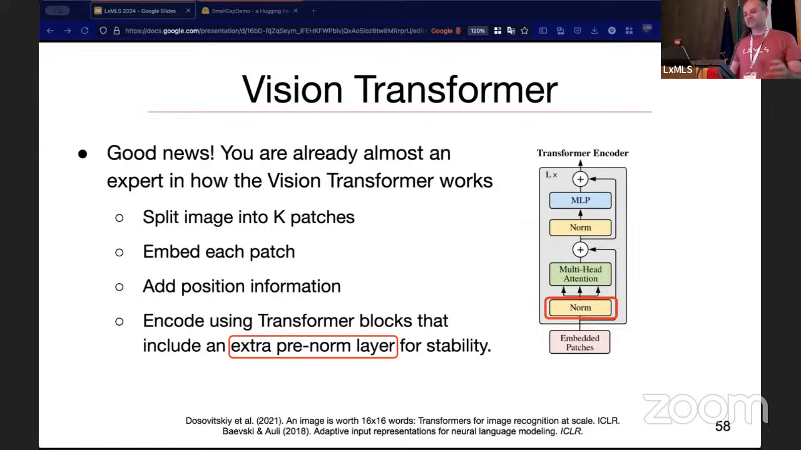And so what happens is you take an image and you split it into K patches, and you embed each patch and you add positional information. And then it goes through a transformer block and it looks almost the same as everything you learned yesterday, but there's an extra pre-norm layer, so a layer normalization before the multi-head self-attention. And that's it. Now you know everything you need to know about vision transformers in a nutshell.